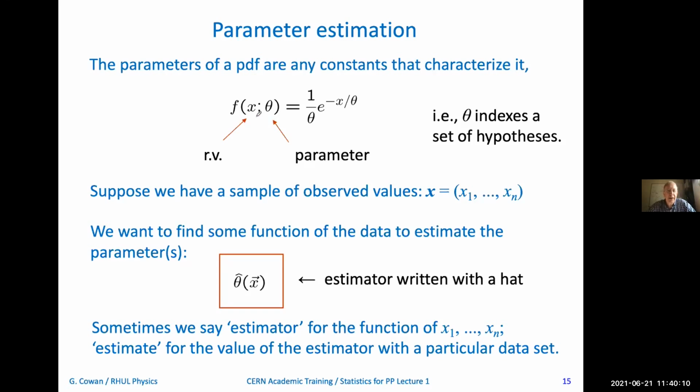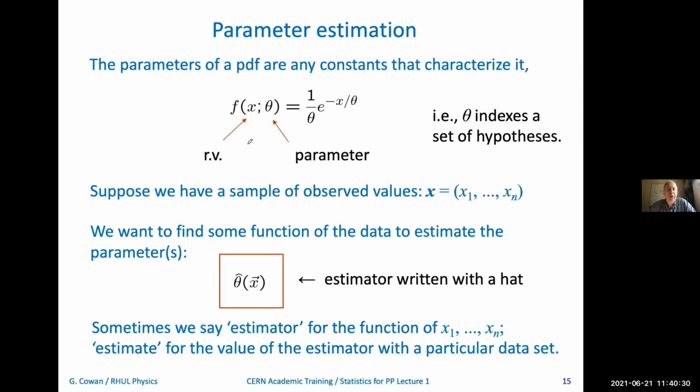And I'll usually write the data, the random variable, to the left of a semicolon and the parameter to the right. In other cases, instead of the semicolon, I'll just write a vertical bar, and then it looks like the notation of conditional probability. And that's essentially equivalent. So here's an example.